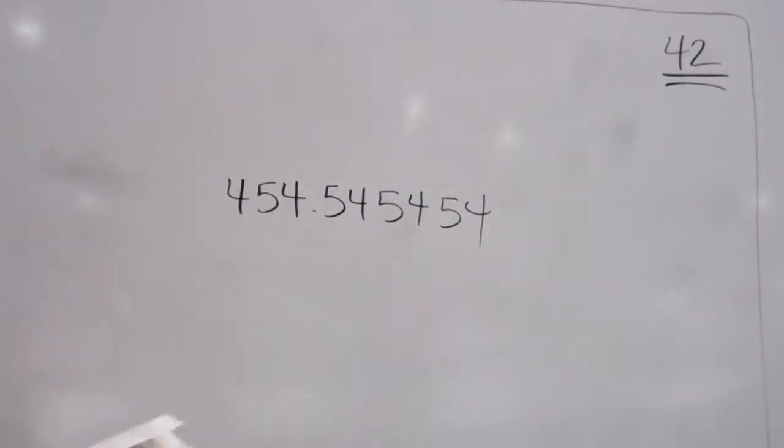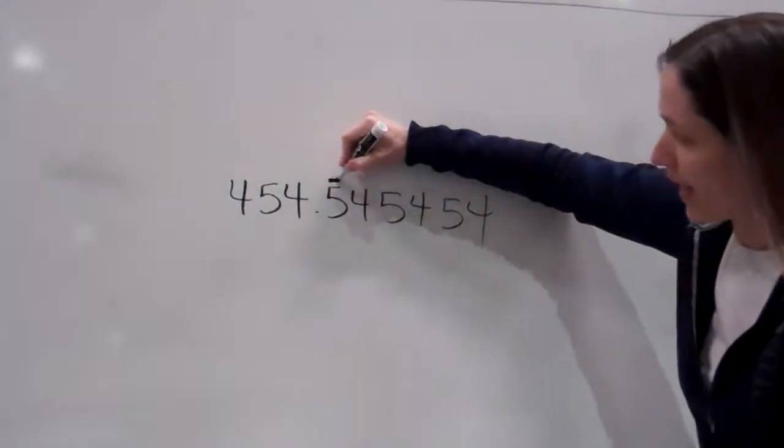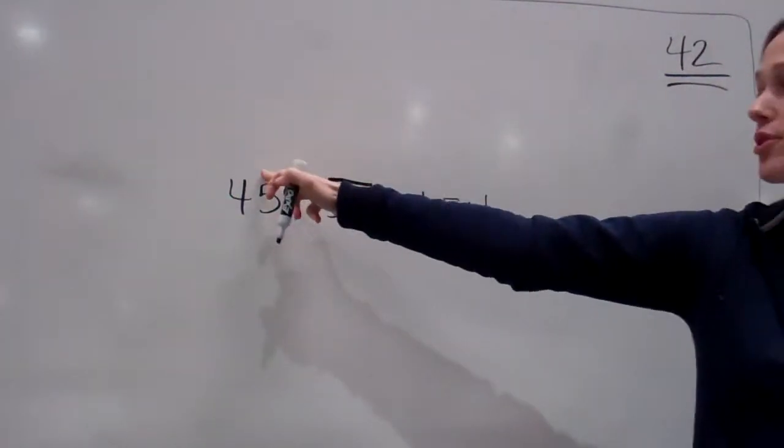This is a tricky one. 5, 4. Where? We start at the end. After the decimal. Very good. After the decimal is where we put the 5, 4. You would not put it here.